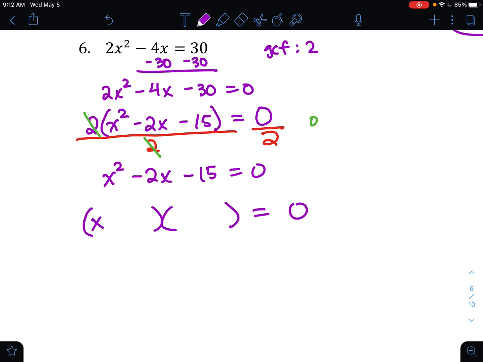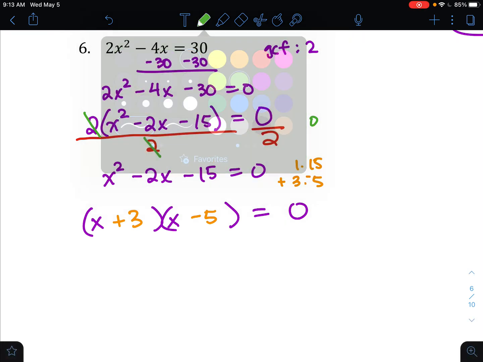Okay, factoring out. So I just have x times x, so I can look for factors of 15 that add up to negative 2. So 1 and 15, 3 and 5. So I can make 3 and 5 add up to a negative 2 by making 3 positive and 5 negative. So if I put that in my factors, add 3 and take away 5, and then verify, you still get a negative 15 when I multiply these guys.